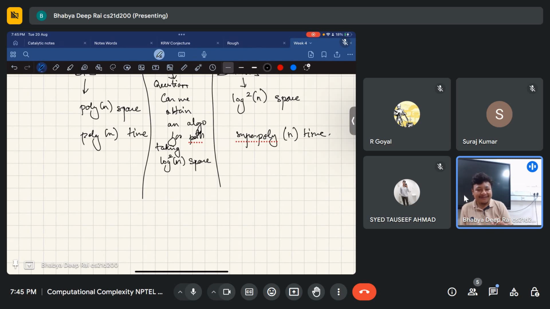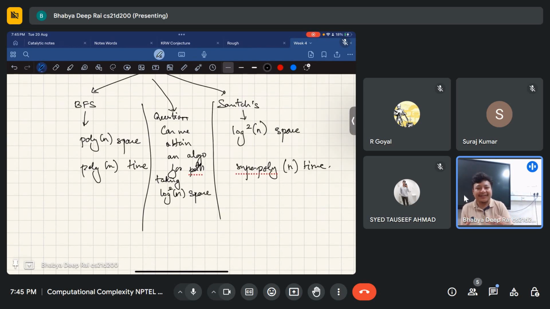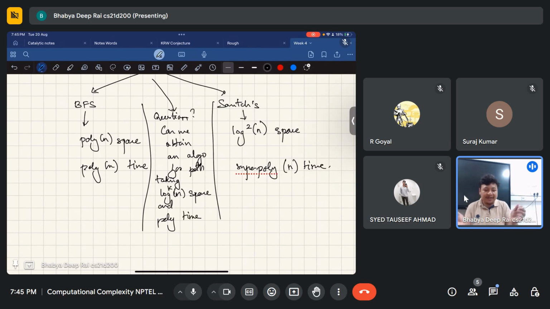Okay, by brute force what do you mean? If by brute force you mean BFS only, in the worst case it will still take some polynomial time because there are only n many nodes in the graph. But of course space will blow up. Question is, can we obtain an algorithm for PATH taking log square n space or some log to the k space, little space, and polynomial time?